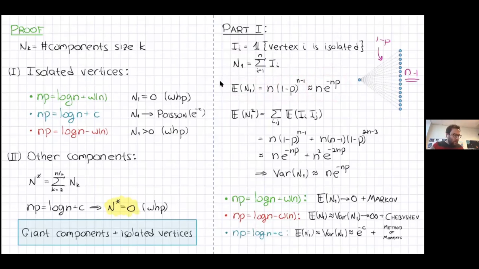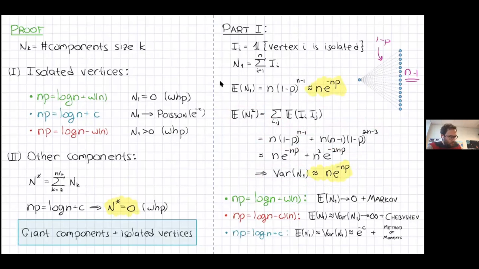You can also similarly calculate the second moment. So you have a double sum, and then you split it between the cases where i equals j, that would be the first part, and then i is different than j, simple combinatorial calculations, and then you can show basically that the variance has the same limit. So the expectation behaves like this term, and the variance also behaves like this term. So you have roughly an estimate of how the isolated vertices behave.